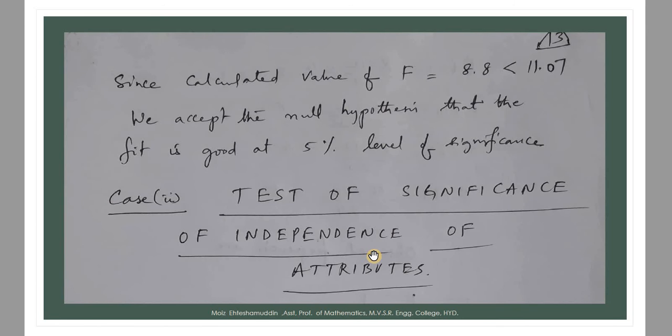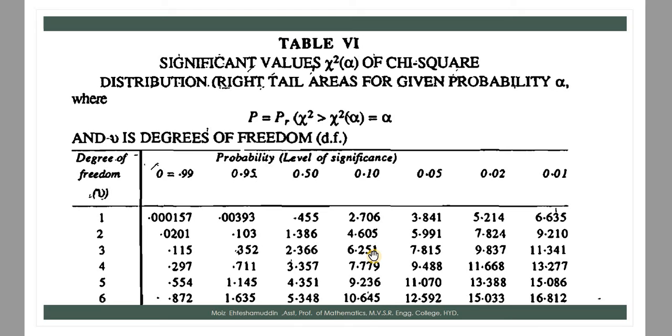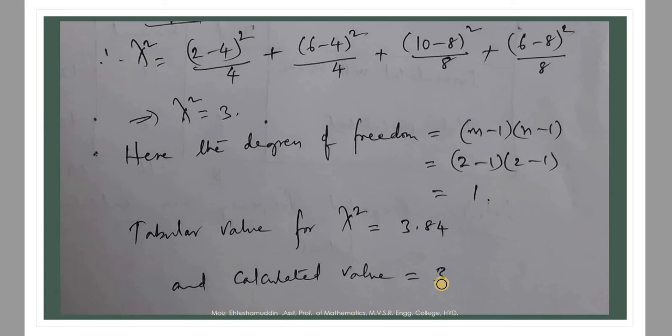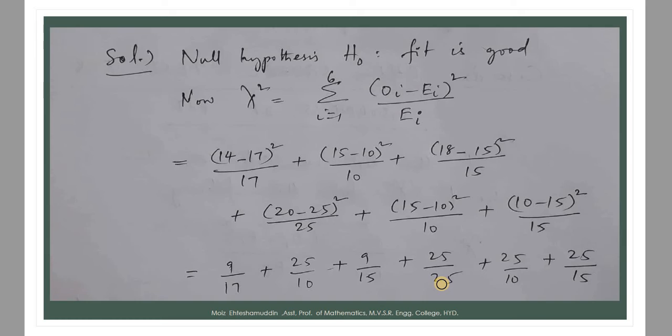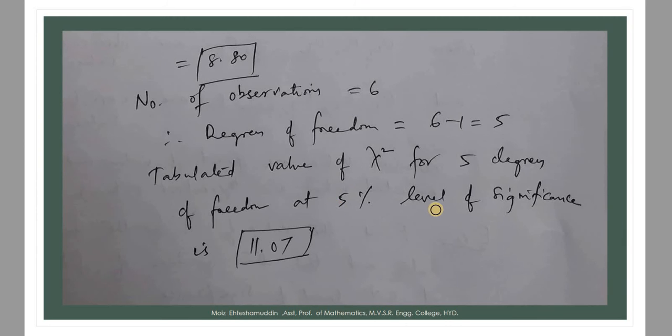Let me demonstrate this here. At the end I have included the tables. Now the value of chi-square, you can see here, I'll better highlight it. You can see that at 5% level of significance with 5 degrees of freedom, the value is 11.07, and this is what I used in the earlier slide in the calculation. Here at 5% level of significance it is 11.07.